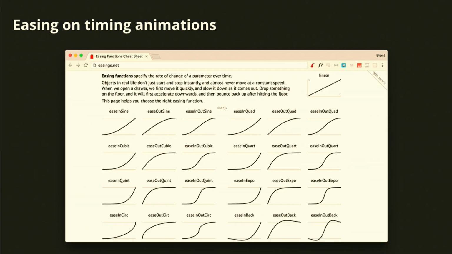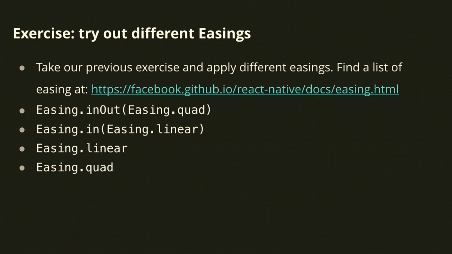There's this useful site called easings.net, which, if you want to get a sense for what these look like, you can hover over the different lines and see as the value moves, and get a feel for the animation curve. That's pretty helpful. And a lot of these are built into React Native, so you can import the easing module and pass in an easing to timing functions.